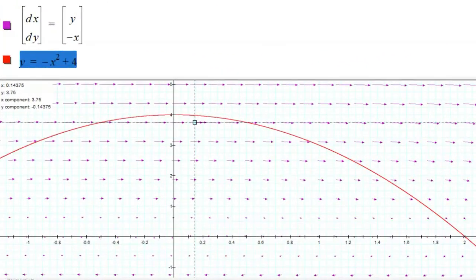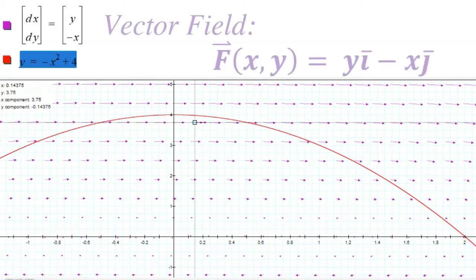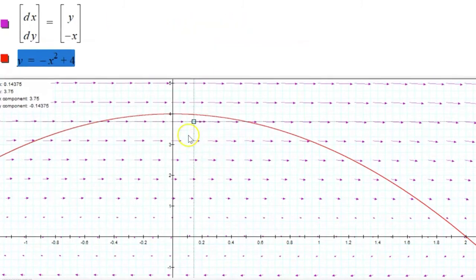So the problem we're going to solve by calculating a line integral involves the vector field f of x, y equal to y i minus x j. So what you're looking at now is a graph of that vector field. The pink arrows are showing that.